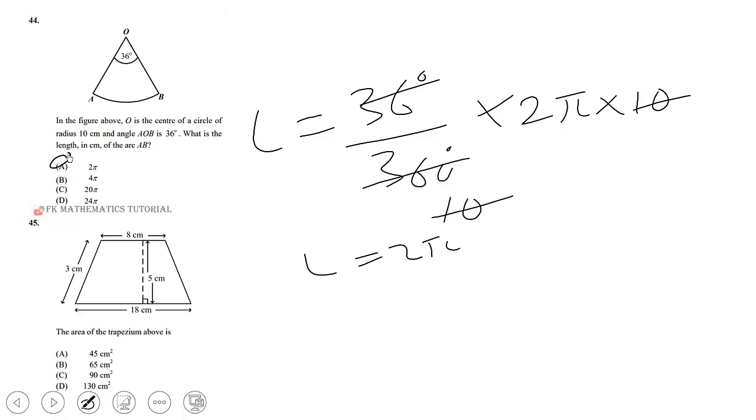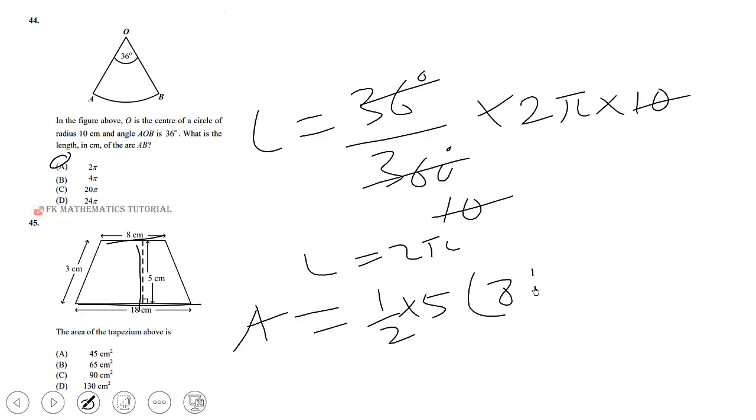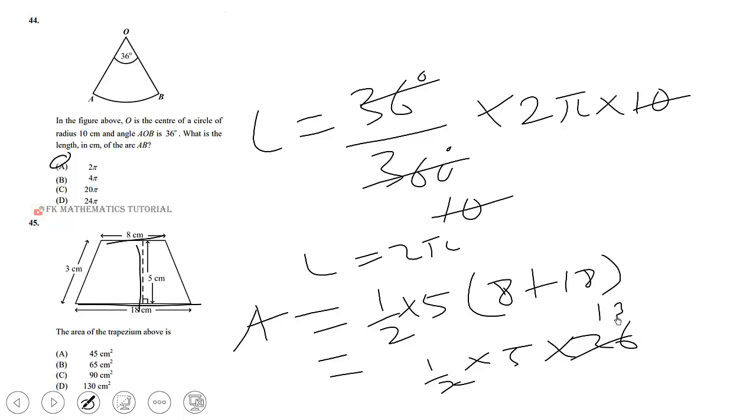The area of the trapezium above is, so trapezium has area equal to half times the height, vertical height, which is 5, times the sum of the length of the bases, 8 plus 18. Now 8 plus 18 will be 26. So half times 5 times 26. Half will go into 26 13 times. Now 5 times 13 will be 65. 5 times 12 is 60. So 5 times 13 is 65.